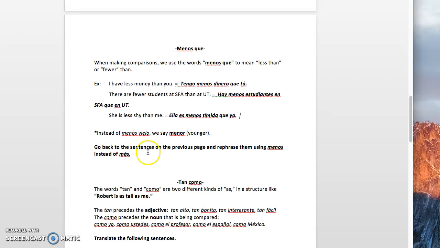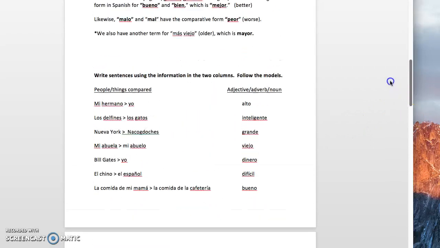So, good practice. We'll go back to the sentences on your previous page that we just did and rephrase them using menos instead of más. So instead of saying los delfines son más inteligentes que los gatos, try it beginning with los gatos. Los gatos son menos inteligentes que los delfines.